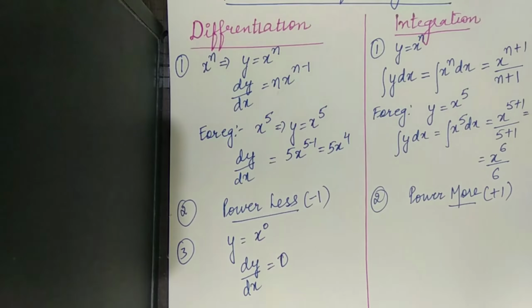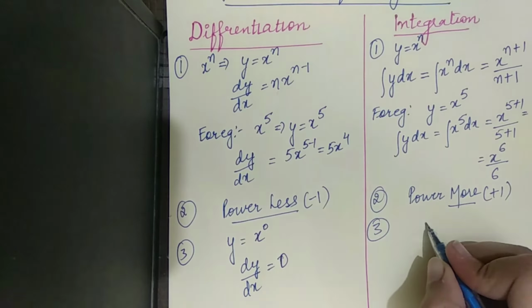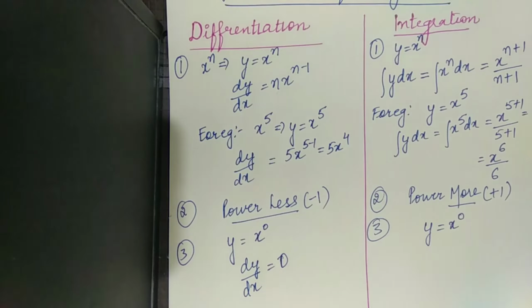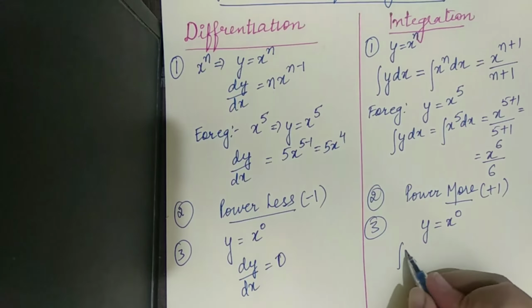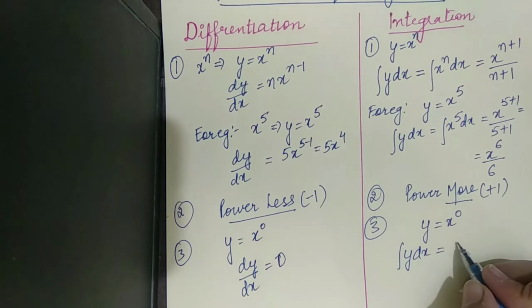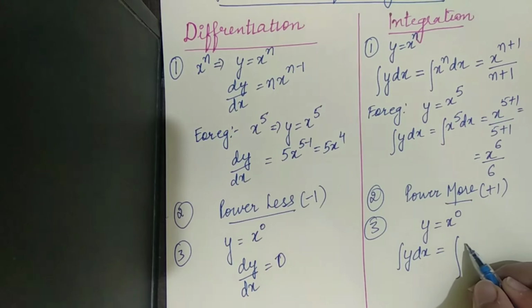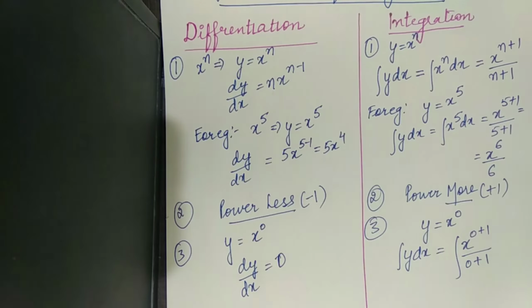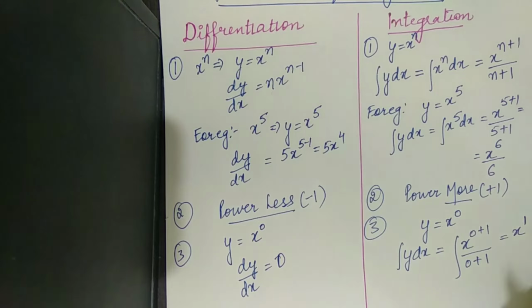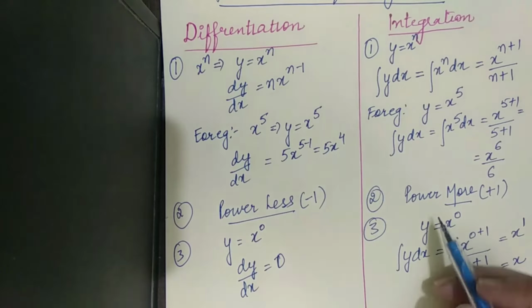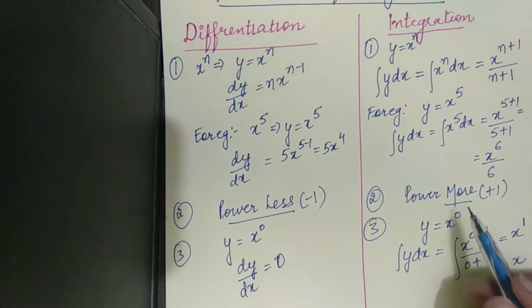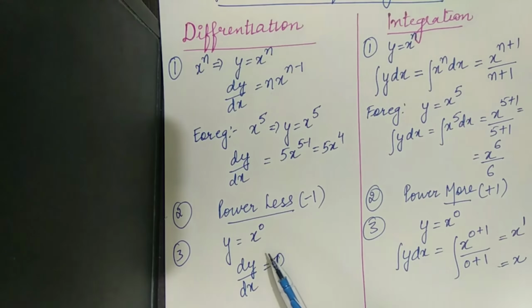The differentiation of a constant value is 0. But here, if I say y = x raised to power 0, then the integral of y dx would be x raised to power 0 plus 1, divided by 0 plus 1, so it would be x raised to power 1. So the answer will be x, because in integration we are adding the power here, and in differentiation we are subtracting the power.